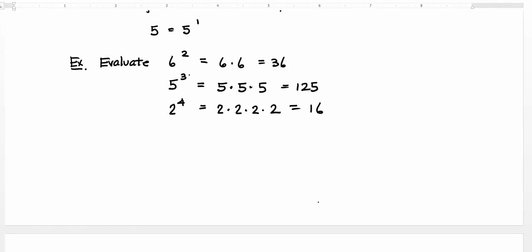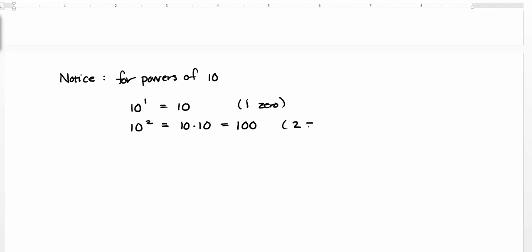Okay, notice that these are all your regular numbers, your regular bases with any integer exponent. Notice though, if our base happens to be 10, let's take notice of this. For powers of 10, meaning my base is simply 10, 10 to the 1 is 10. 10 squared is 10 times 10, or 100. Notice this has 1 zero. Notice this has 2 zeros.